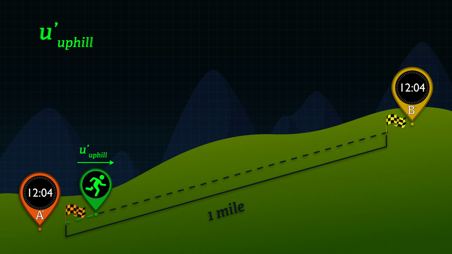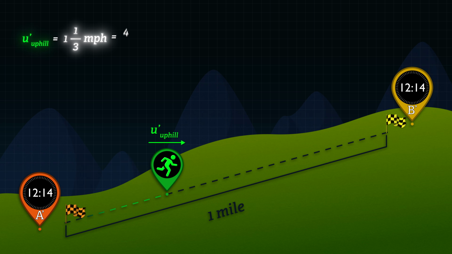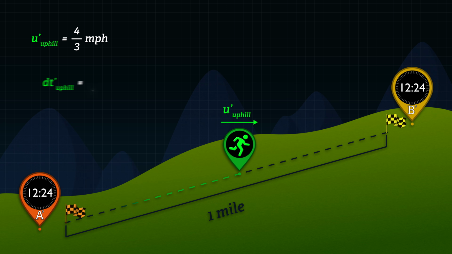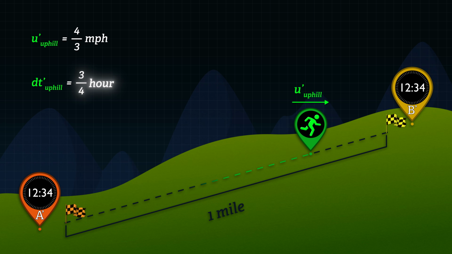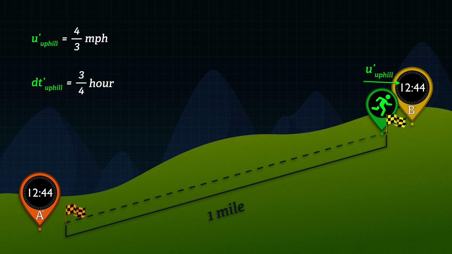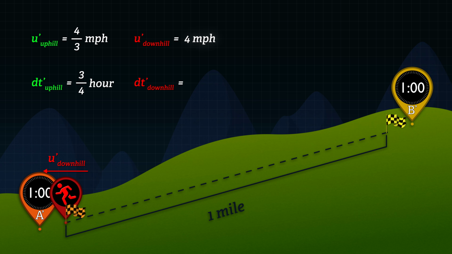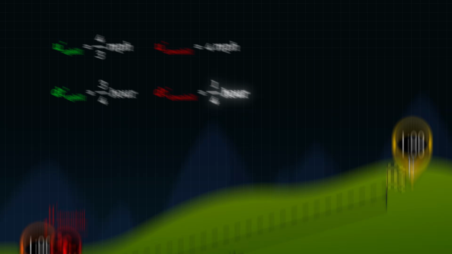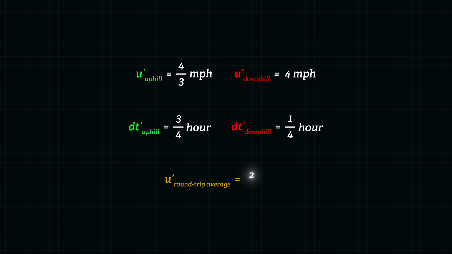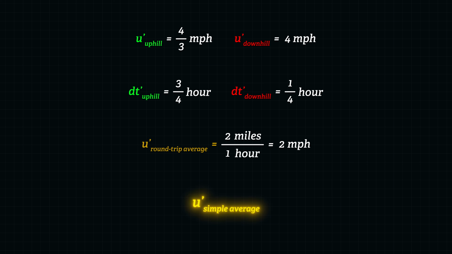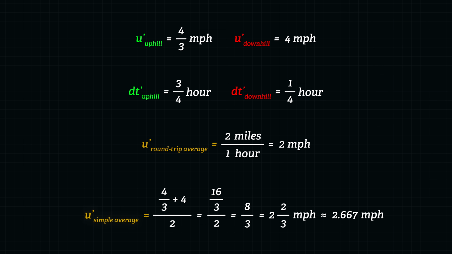Let's say that I walk uphill at 1 1/3 miles per hour. Well, it's going to take 3/4 of an hour to hike 1 mile uphill. And let's say that I walk downhill at 4 miles per hour. It's going to take 1/4 of an hour to hike downhill. And so my total distance traveled is 2 miles, and my total time is 1 hour, so I conclude that I've walked at a speed of 2 miles per hour. But if we had taken a simple average of my two speeds, it would be 2 2/3 miles per hour.